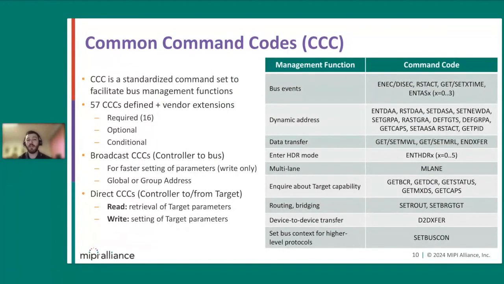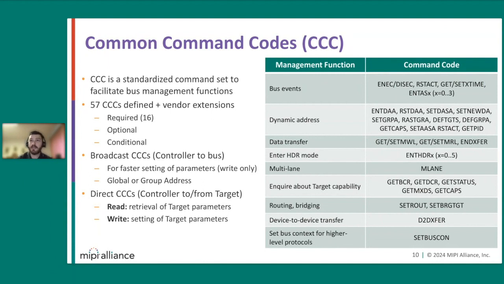As of right now, we have 57 CCCs defined. Some of them are optional, a handful of them are required, so they are needed for regular use and regular functionality of the I3C bus. But as you can see, a lot of them, somewhere around 40 of them, are optional features. And so they're there just to expand and make the I3C bus more feature rich.